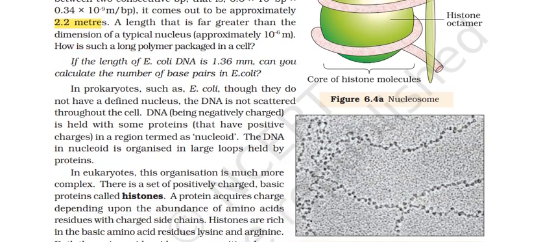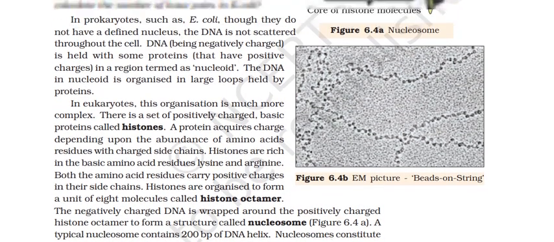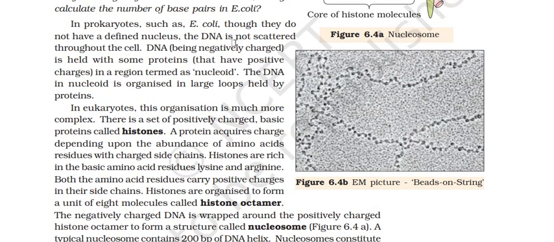Fine. In prokaryotes such as E. coli, they do not have a defined nucleus. The DNA is not scattered throughout the cell. Fine. DNA being negatively charged is held with some proteins that have a positive charge in a region termed as the nucleoid. तो prokaryotes में क्या होता है? Nucleus तो नहीं है, लेकिन DNA scattered नहीं होता है. It's present in a certain place. जहाँ पे इसको proteins जो है positive charge वाले, वो nucleoid region में इसको bind करेंगे. DNA is negatively charged. The DNA nucleoid is organized in large loops held by proteins.